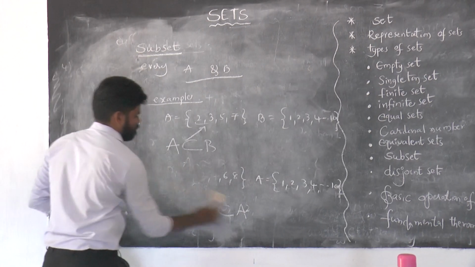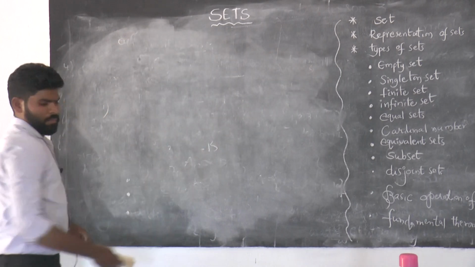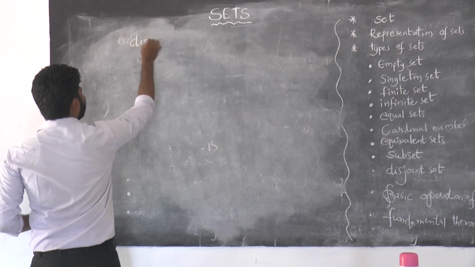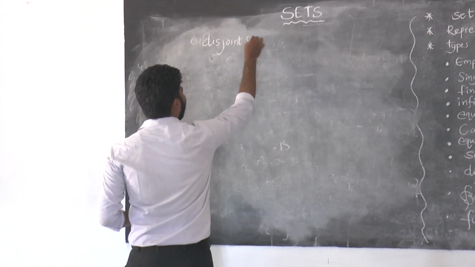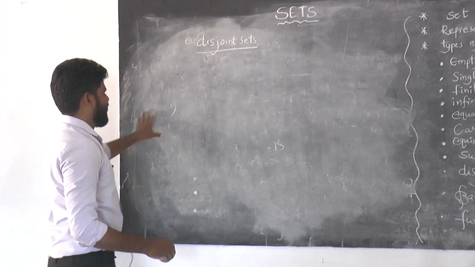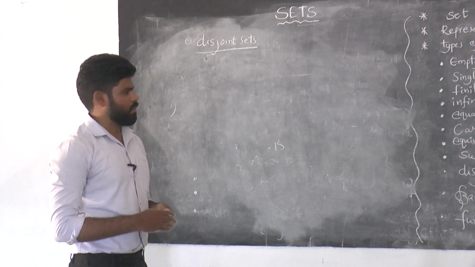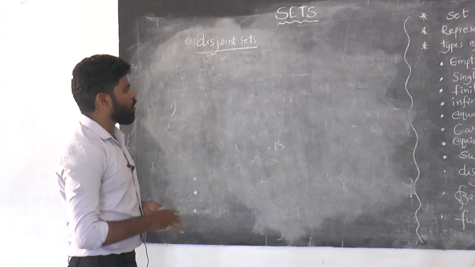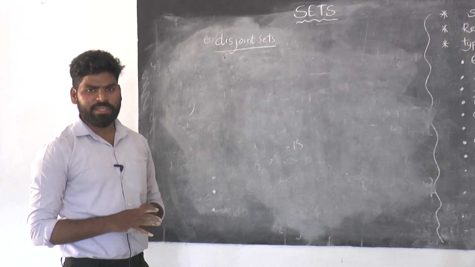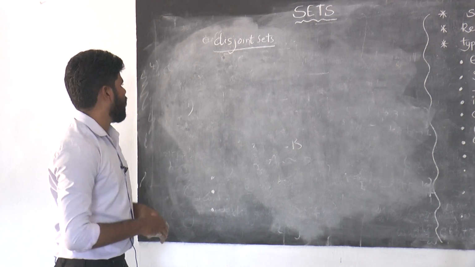Next, coming to disjoint sets. In given sets, two or more, if there are no common elements, they are called disjoint sets. In given two sets, if there is no common element, they are called disjoint sets.